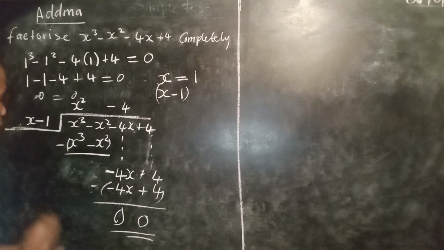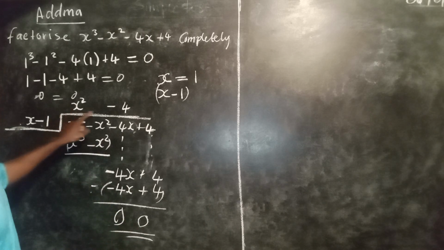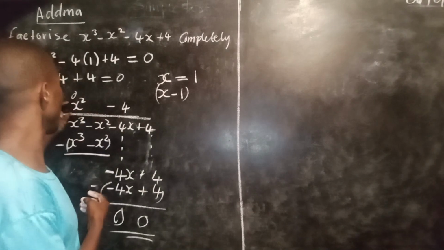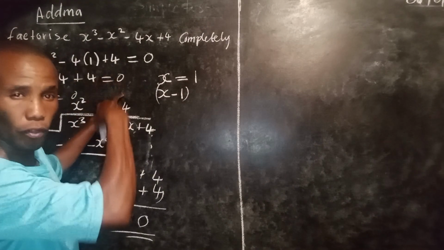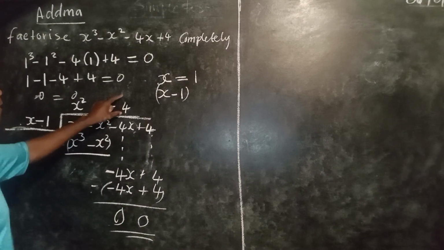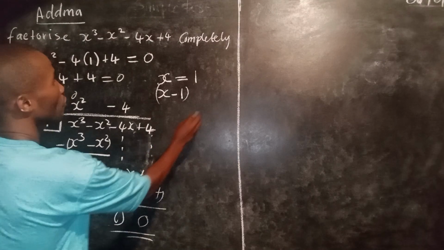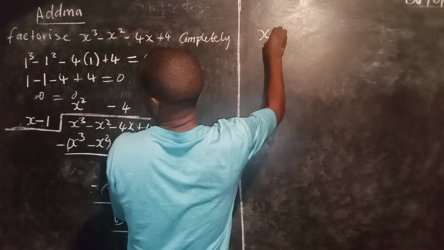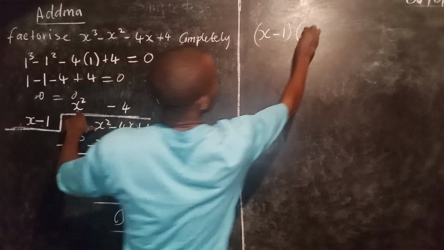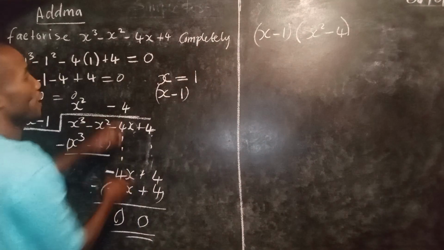So this is our remainder. The remainder is 0. Then the quotient, which is the answer, is on top. That's how we work out this one. We get the one which is on top, and that will be your quotient or your answer. So this time around we can say that we have x minus 1, then this one, which is x squared minus 4.